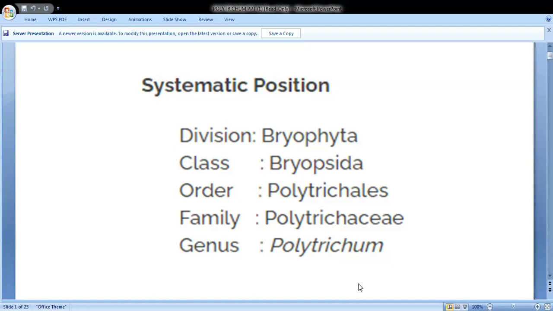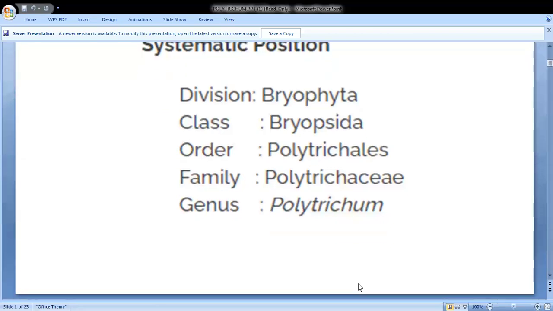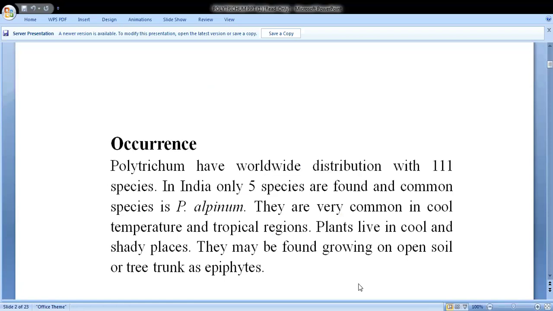Now come to the gametophyte, first the occurrence. Polytrichum has worldwide distribution. In total, 111 species are there in Polytrichum. In our India, only 5 species are found, and a common species is Polytrichum alpinum. They are very common in cool temperate and tropical regions. Plants live in cool and shady places. They may be found growing on open soil or on tree trunks as epiphytes. This is about the occurrence of Polytrichum. Totally 111 species are there, and in India only 5 species are found.